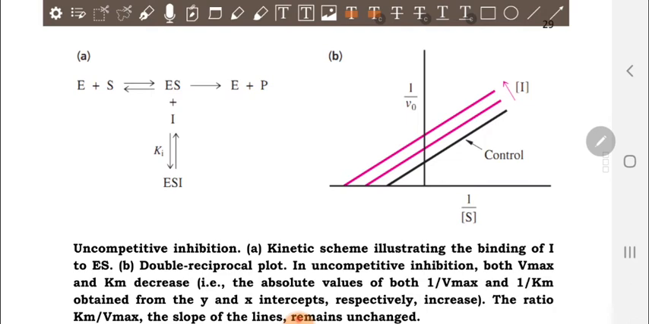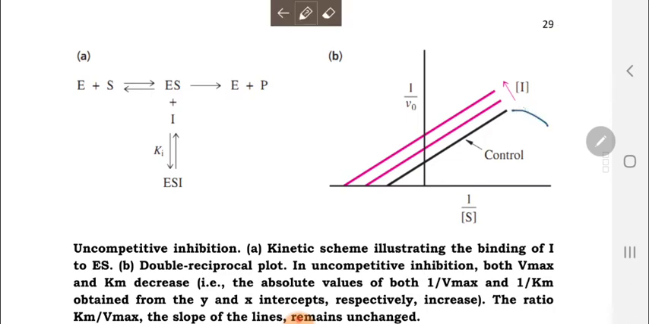Now we can have an example of the uncompetitive type. Here is the control, that is no inhibitor, and this is the lowest concentration and highest concentration of inhibitor. You can see all three lines are varying, and here also varying. That means both Km and Vmax will vary here. So that is the difference.